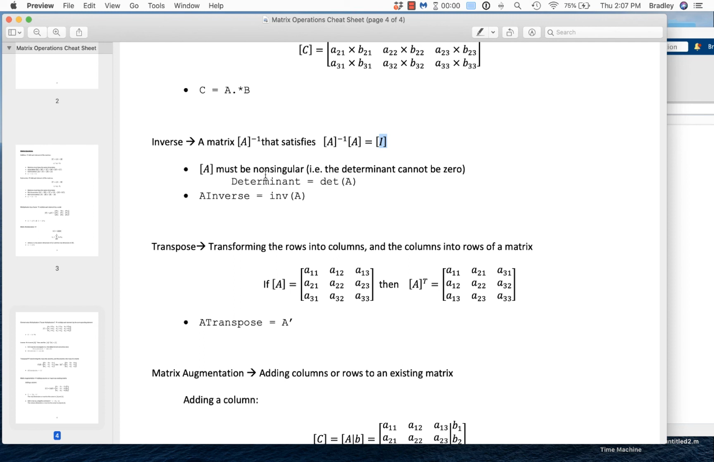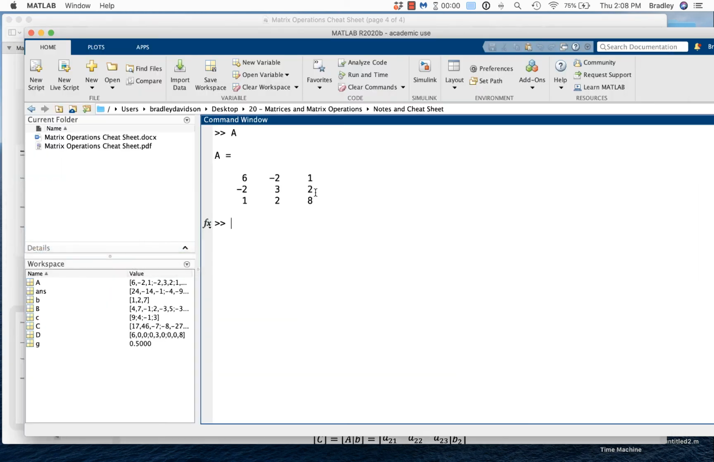And so let's talk about the non-singular element here. The determinant needs to be non-zero. And so if we have A, we can type in det of A, and that gives us the determinant, which gives us a single number. The determinant of this matrix is 77.